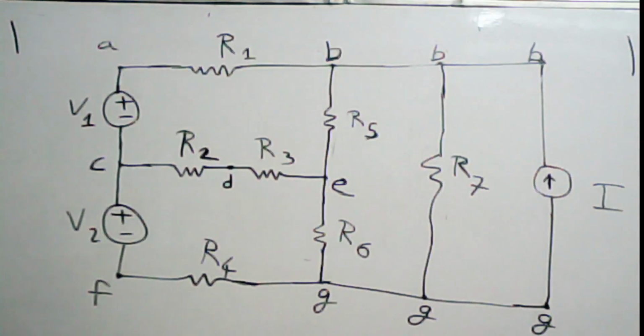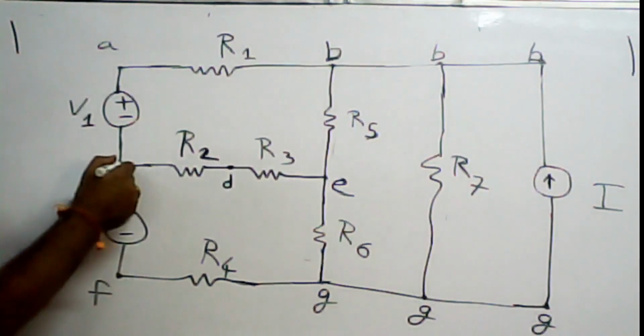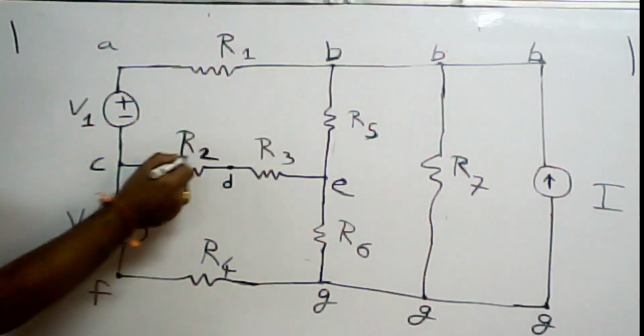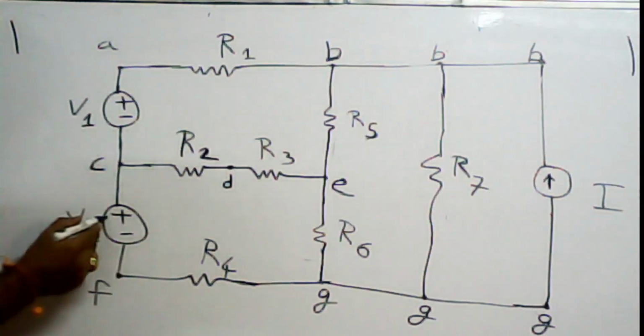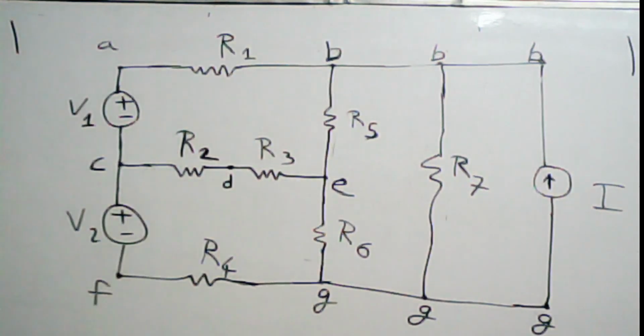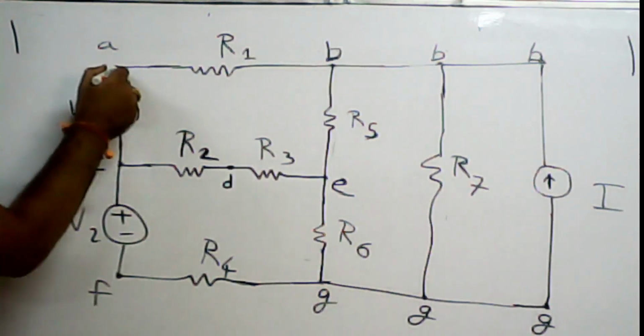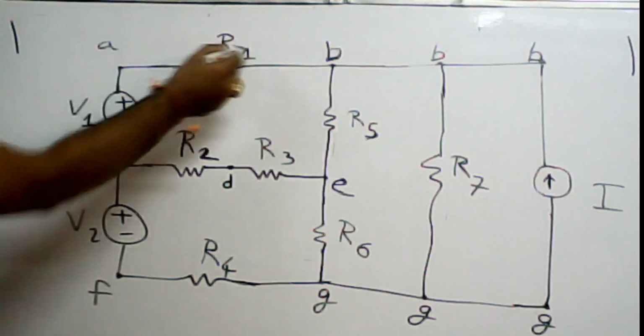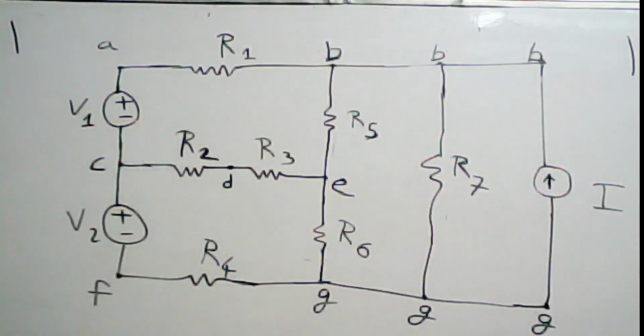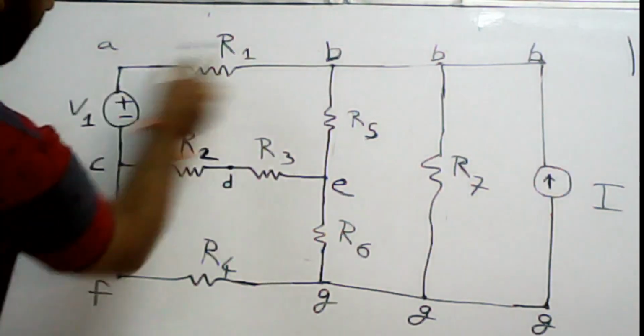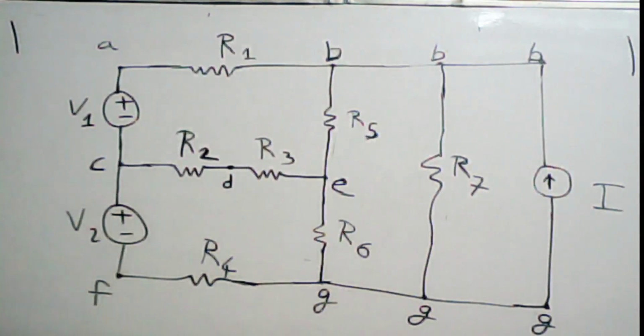So a node is a point in the network where two or more circuit elements join, like this. This is a point in the network where this R2, this voltage source V1 and this voltage source V2 are joining. So this is a node. Similarly, at this point A in the network, R1 and this voltage source V1 are joining together. So that is also a node. All that I have named are nodes in the circuit.